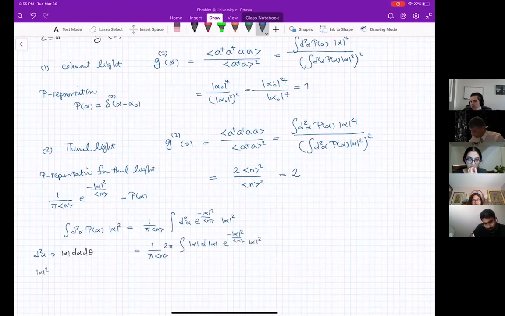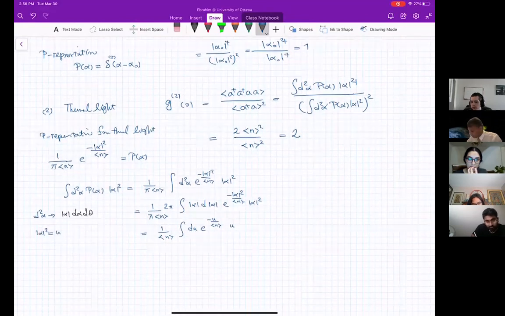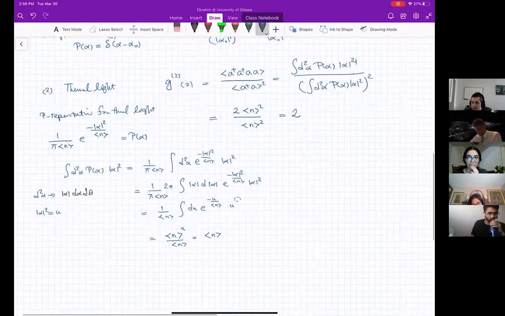And then I choose alpha squared equal to u, then that integral will be 1 divided by n, integral of du e power of minus u divided by n and u. So that's simple. You can do the mathematics. If the power is m, we will get gamma of m plus 1, where m is an integer, then gamma of m plus 1 is essentially m factorial. Then essentially you will get n power of 2. In a similar way, you can do the calculation and you will get the coefficient of 2 from the gamma function. Good, so for the thermal light, we know the result as well.